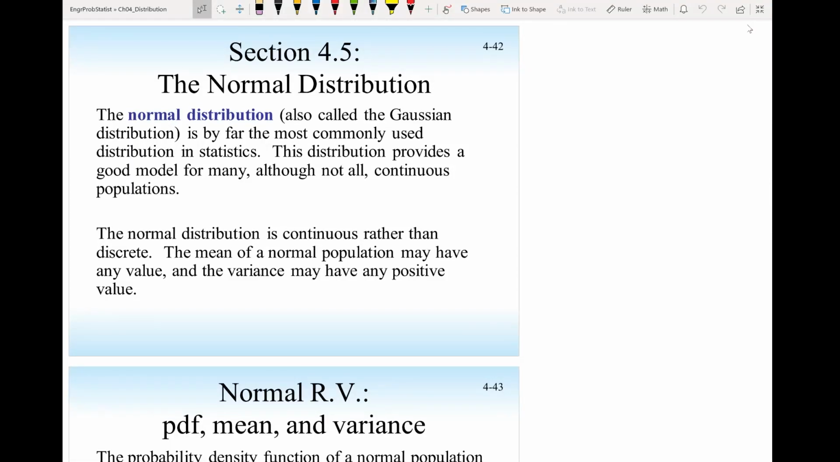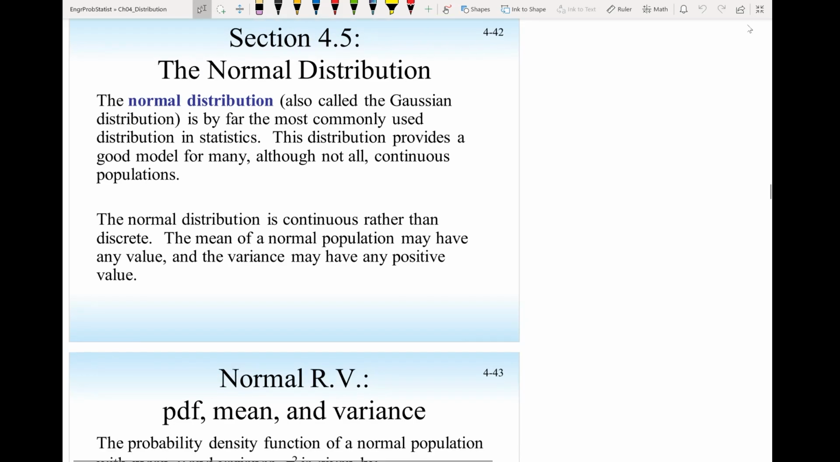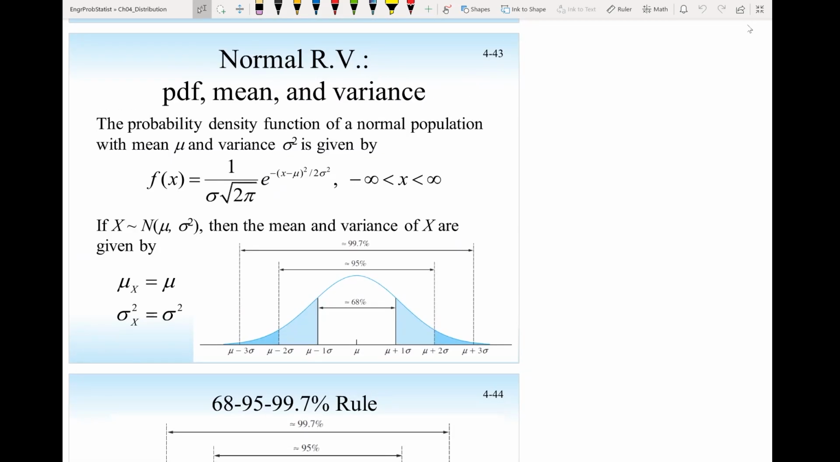Hello everyone. Today we will talk about the normal distribution, and sometimes they call it the Gaussian distribution. It's one of the most important distributions in probability and statistics, and it explains and models many phenomena, and it is for a continuous random variable. So two things about the normal distribution: you need to know the mean and the variance or the standard deviation.